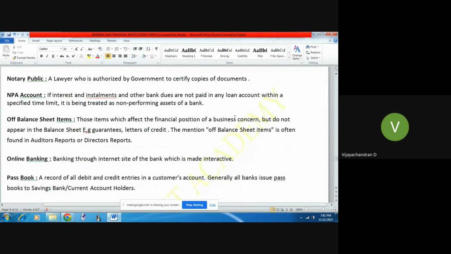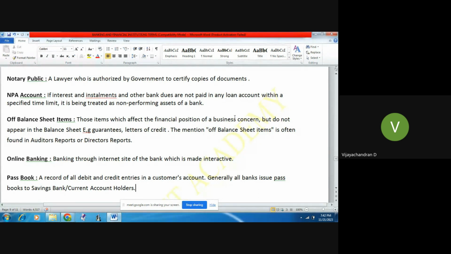Off balance sheet items. What does that mean? It is not reflected in the balance sheet. The item is not shown in the balance sheet, but in future it may be a liability or responsibility of the banking company. Suppose a company is given a guarantee or letter of credit, and if the customer cannot pay the money, the banking company is liable to pay. So in future, or after a court verdict or order, the bank will be liable. Now it is not under the purview of the bank's liability, but in future the bank will be liable.